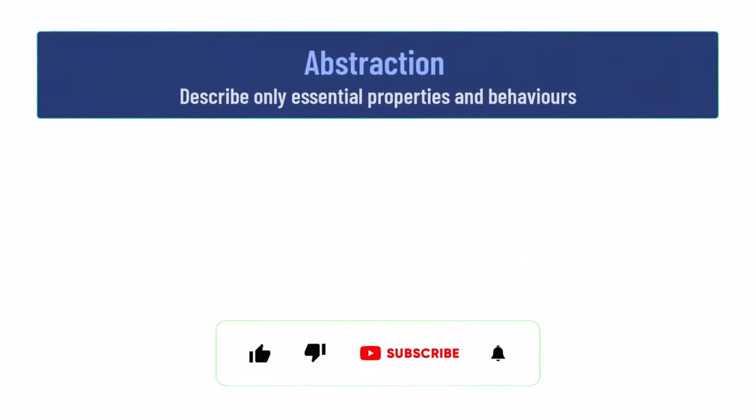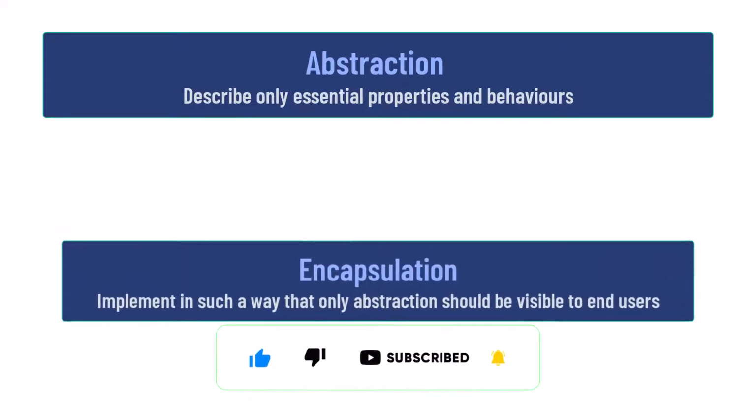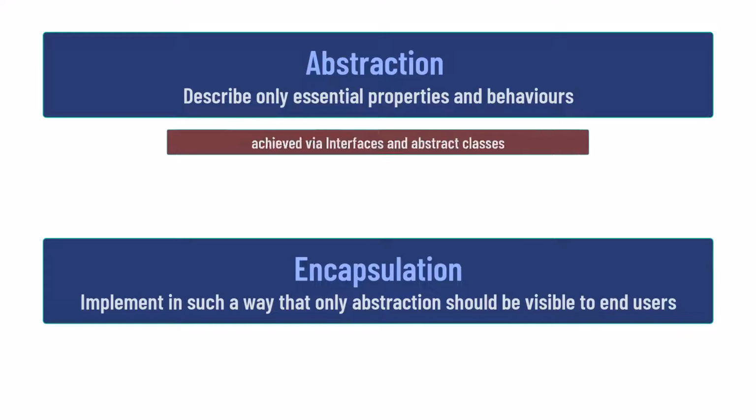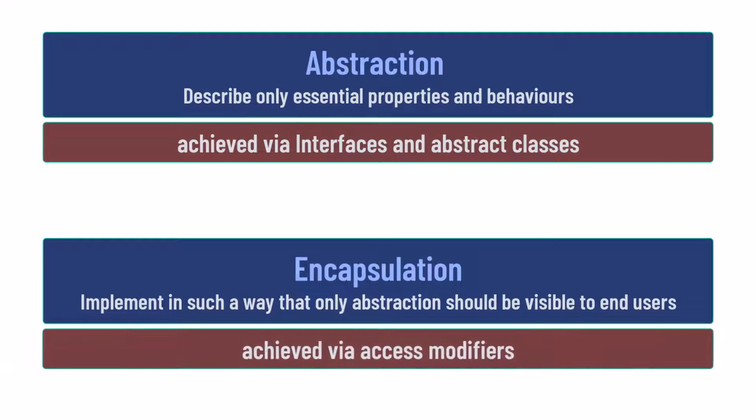So the bottom line is, abstraction is to describe only the essential properties and behavior of a thing. Encapsulation means to implement the thing in such a way that the implementation gets reduced to its abstraction. Abstraction and encapsulation are useful concepts to ensure that a software system is easy to understand, easy to maintain, and easy to test. In C#, we use interfaces and abstract classes for achieving abstraction. They are helpful to define only the essential properties and essential methods which are required for an object. Then how do we achieve encapsulation in C Sharp? For that purpose, we can use access modifiers.